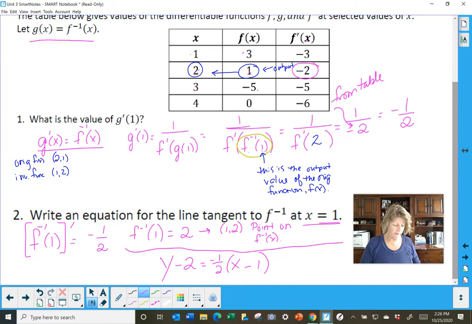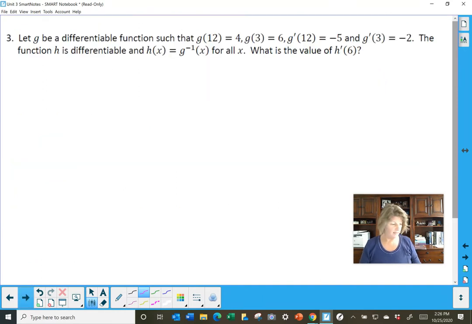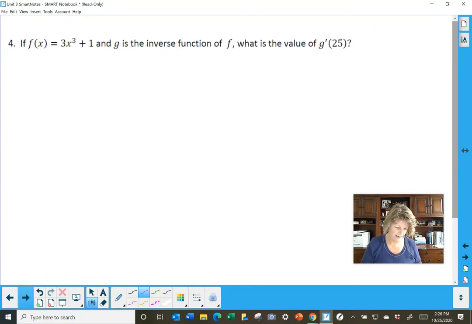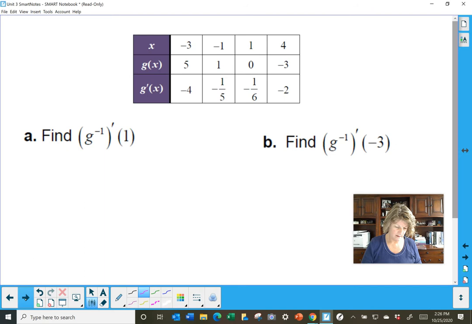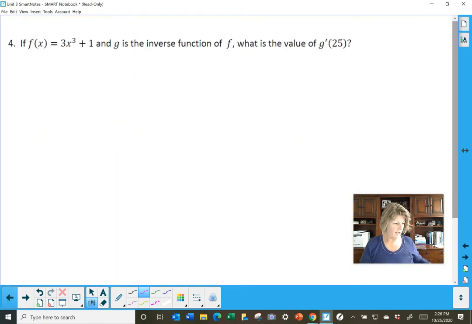That is all I really have for notes, but I think there is a number 3. I don't know if that's in yours or not, but oh, good. There's more. I am missing a page in my notes. So let me just continue on.